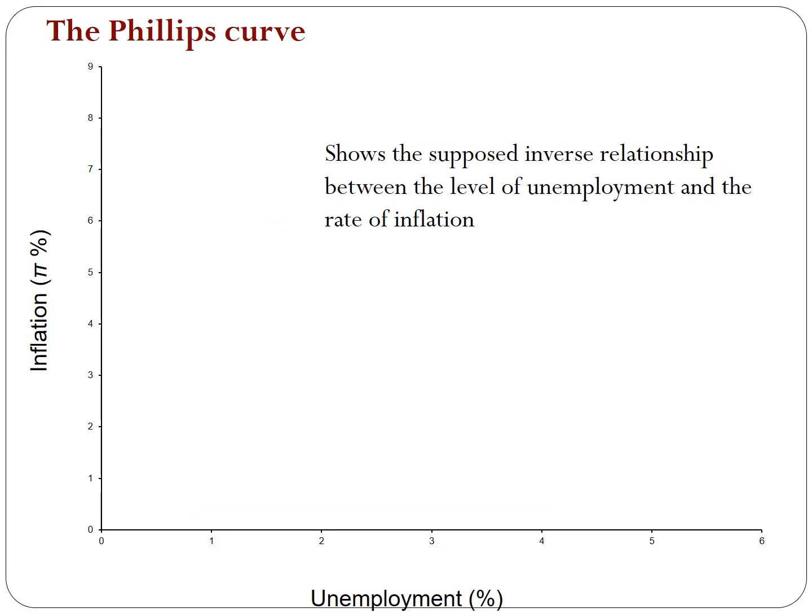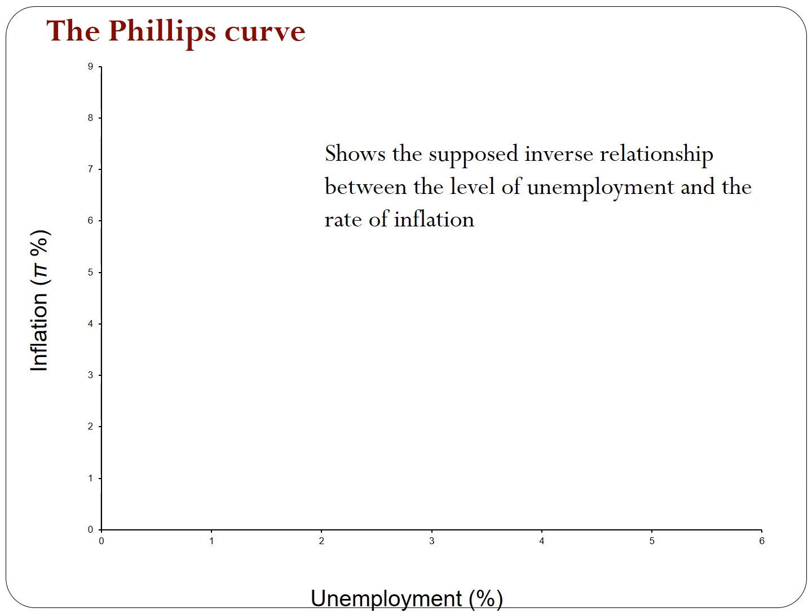Okay, so let's bring it all together. Why have we linked these two concepts together? Because of the Phillips curve. So why have we linked unemployment and inflation together? Remember, we started talking about inflation and we went on to unemployment. The reason is because of this economist called William Phillips, a British economist. He showed the inverse relationship between the level of unemployment and the rate of inflation, and hence the Phillips curve. The Phillips curve was named after him.